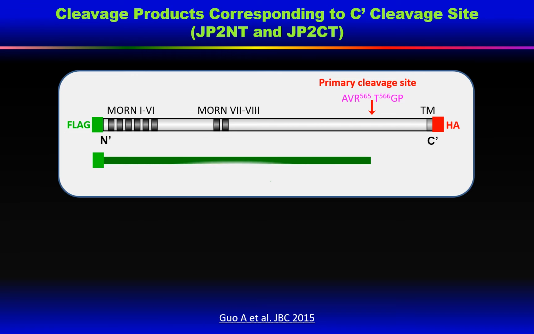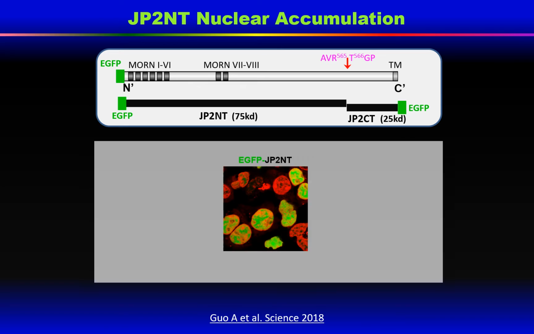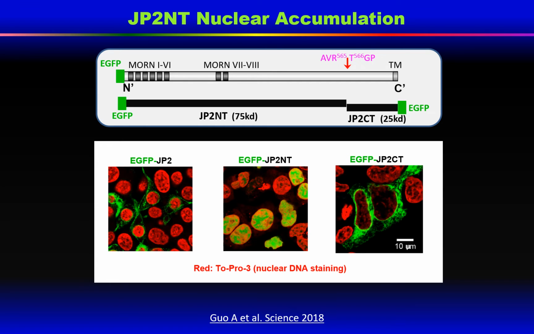We named the N-terminal product corresponding to this cleavage site JP2NT and the C-terminal one JP2CT. Surprisingly, when we expressed EGFP-tagged JP2 or JP2 truncates in HEK cells, we found the N-terminal product JP2NT, but not the full-length JP2 or JP2CT, is highly enriched in the nuclei.